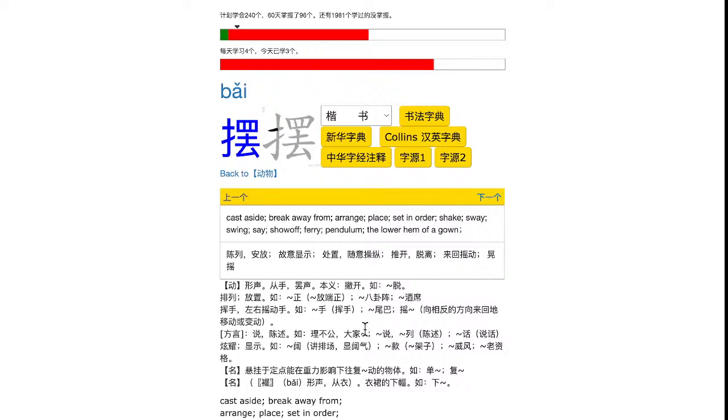And then also as a noun, it means the pendulum of something that is waving back and forth, okay? Pendulum. And therefore, it also refers to the lower hem of a gown. Basically, the hem of the lower part of the upper garment, we call it 下摆. Okay, so this is bai. So basically, this refers to anything that's swinging or waving or shaking, that kind of thing. Okay, bai.